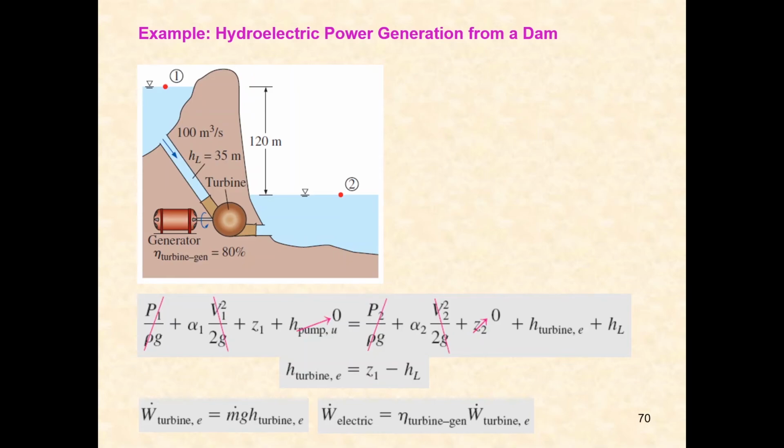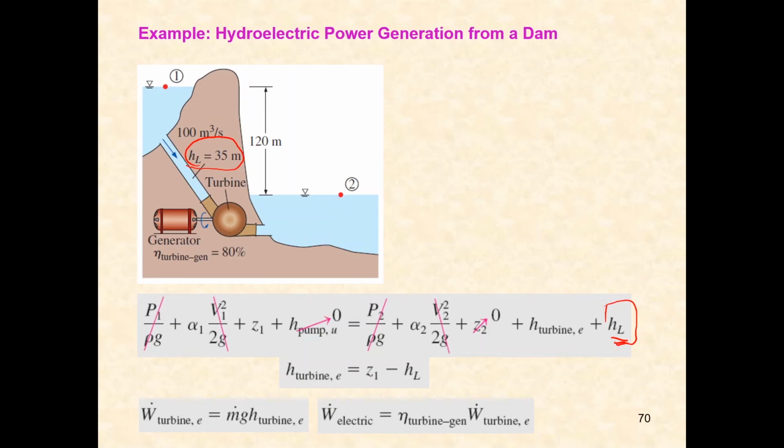This is an example of hydroelectric power generation from a dam, and we have 2 points, 1 and 2. As usual, by using these generic equations, we include the pump, turbine and head loss in the equations. In this problem, we have no pump, only a turbine, and we might have some head loss. Usually head loss will be mentioned, and here it is mentioned that head loss is 35 meter.